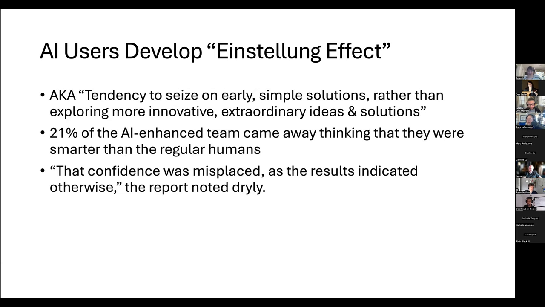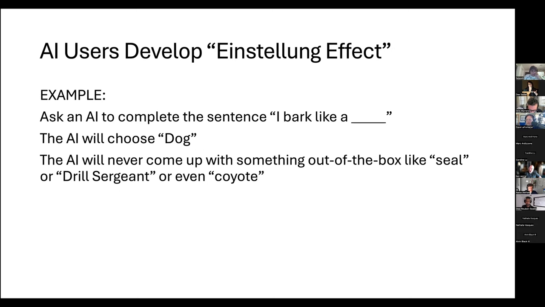So to Ben's point earlier, and this is a fancy word, Einstellung effect. Ach, it is from the German. It's basically what you were saying there, Ben, that people are trained to accept the thing that comes out of the box. We think that the computer has some kind of knowledge, some kind of insight that we don't have. And the problem is that people using AI start to think that it's making them smarter. The AI enhanced team in this experiment was like, well, we're better than the regular humans. Ha ha. As they say, that confidence was misplaced. The results indicated otherwise.